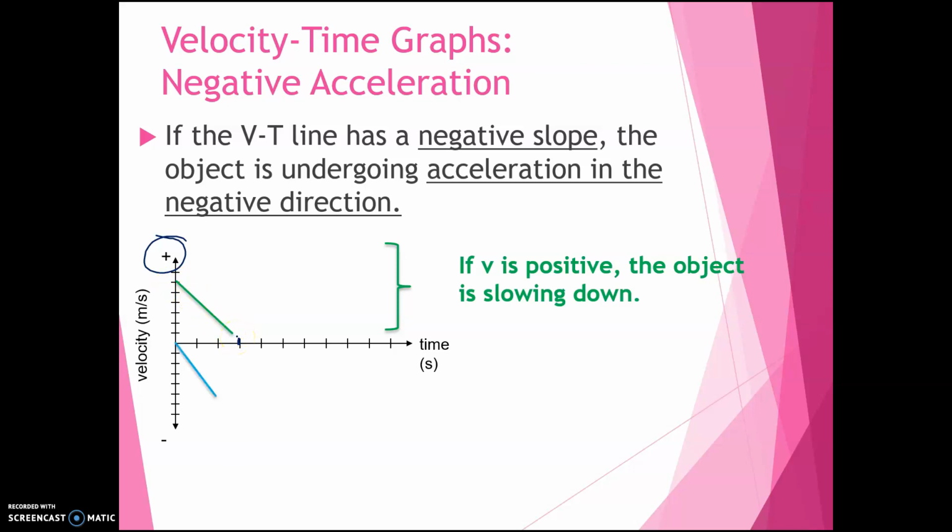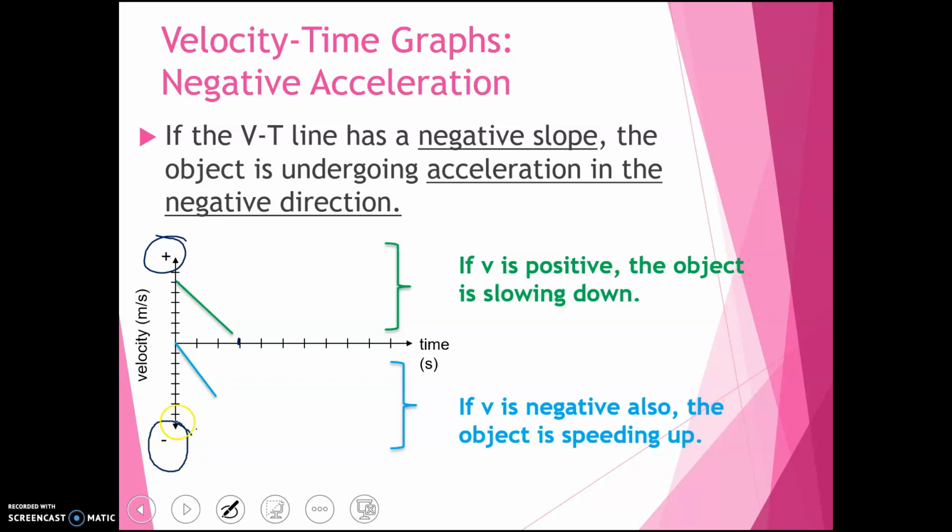Now let's take this negative slope and move it down here. So this blue line. Now our motion is in the negative portion of our velocity. So negative velocity, meaning we're moving towards the negative position.